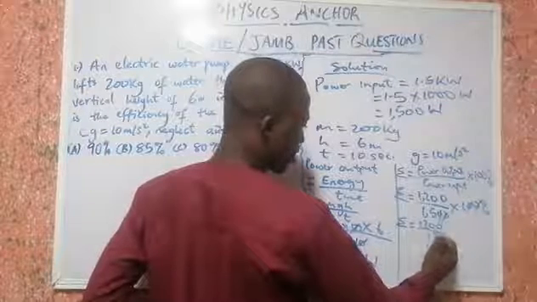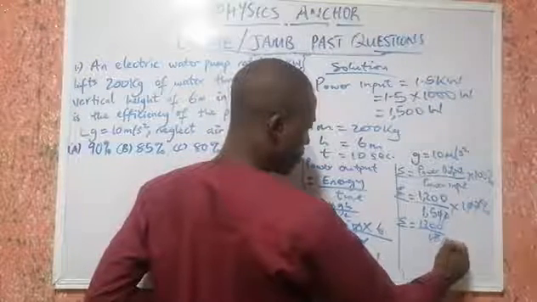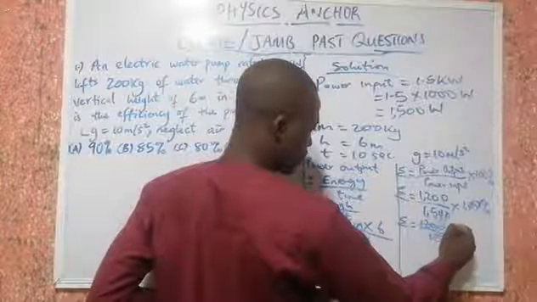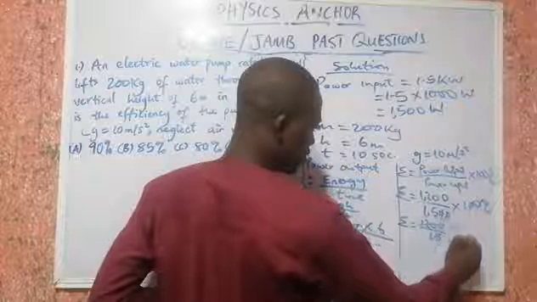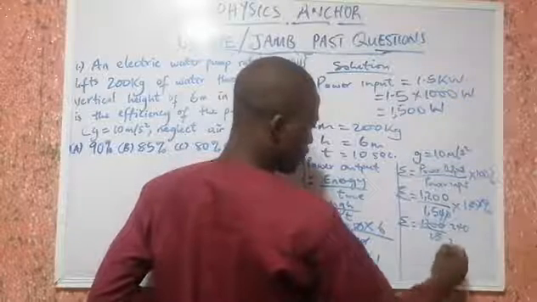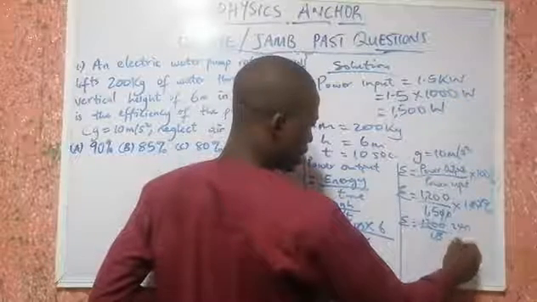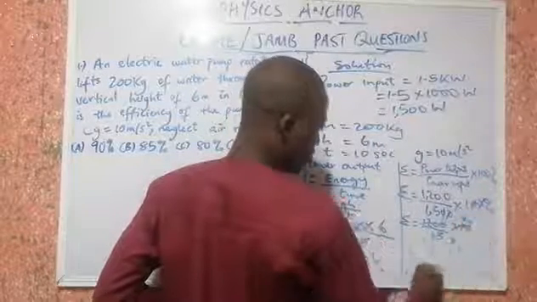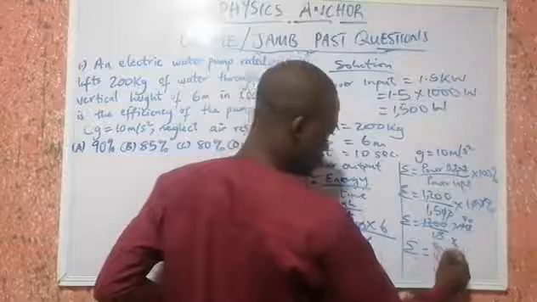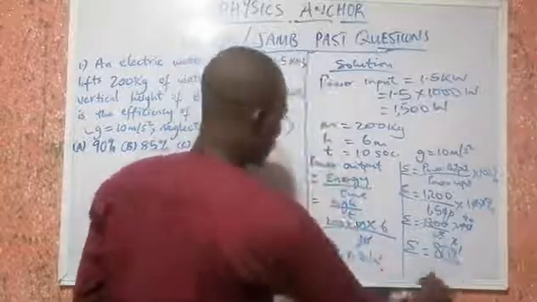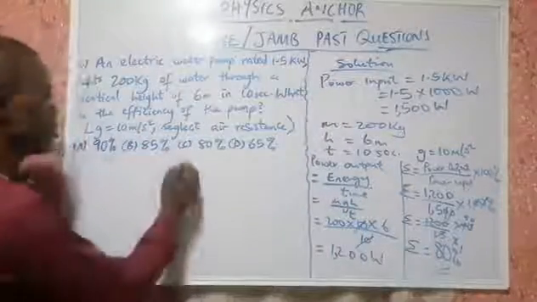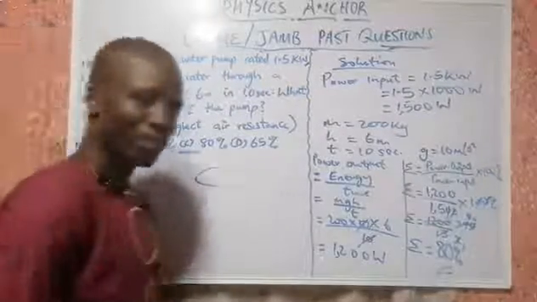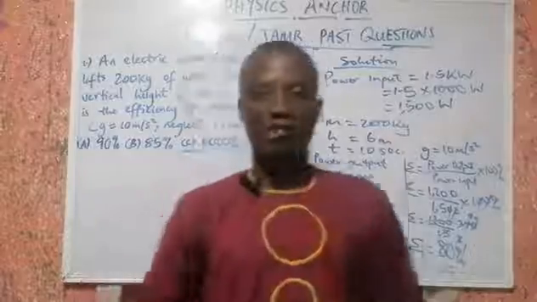So I can cut this with 5. 5 in 15 is 3, 5 in 12 will give me 2 in 24. That's 240 over 3. So I can use 3 now. 3 in 24 will give me 8, and here 0. So our efficiency equals 80%. So let's check the option. The correct option is C, 80%. That's how you go about solving these questions.